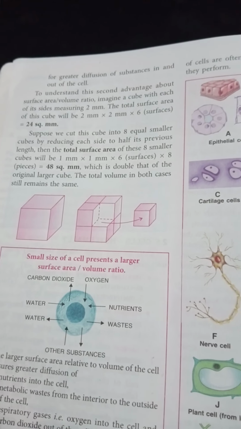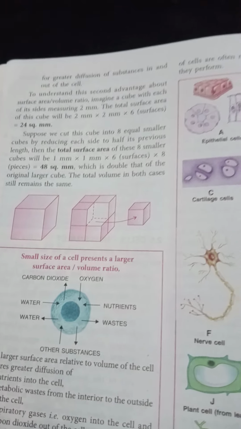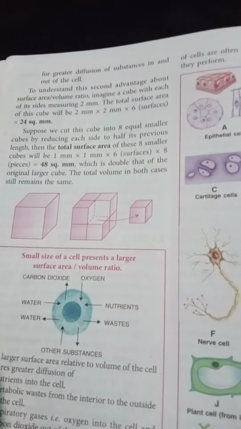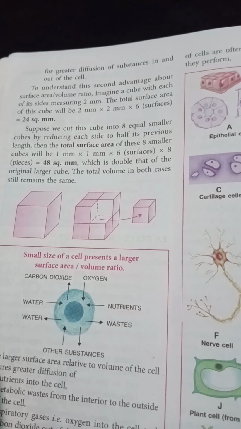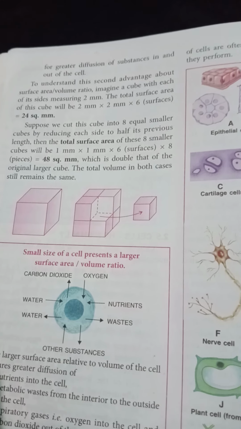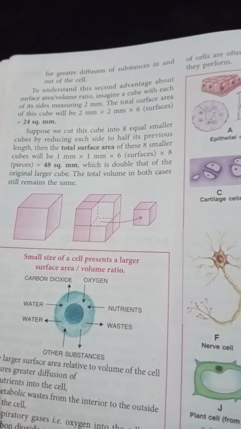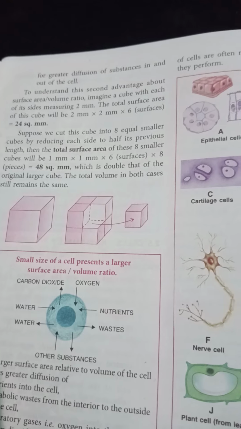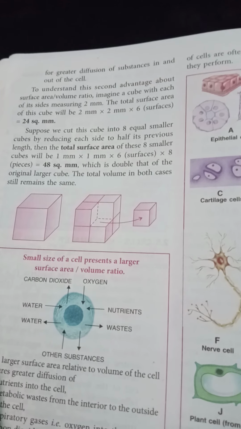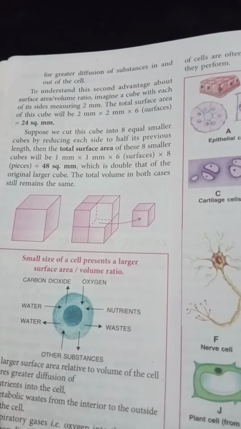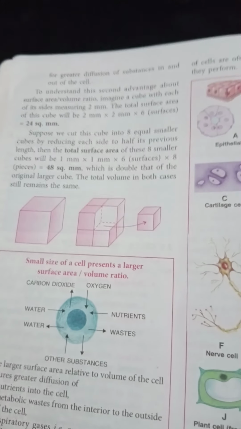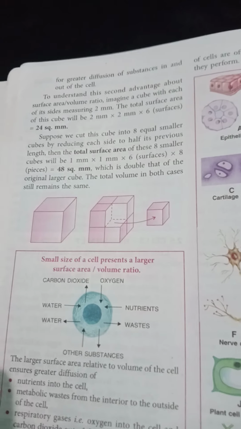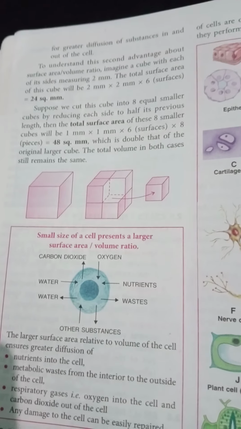Suppose we cut the cube into 8 equal smaller cubes by reducing each side to half of its previous length. Then what will we get? The total surface area of these 8 smaller cubes will be 1 millimeter into 1 millimeter into 6 surfaces into 8 pieces. So it will be 48 square millimeter, which is double the original larger cube. First it was 24, now we got 48 square millimeter. So the total volume in both the cases still remains the same.